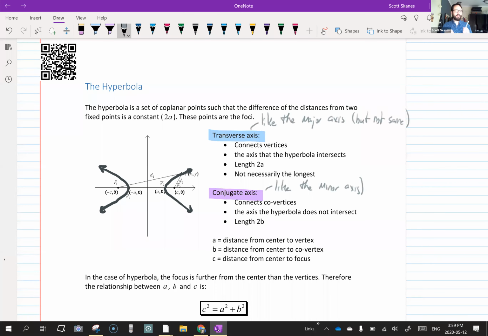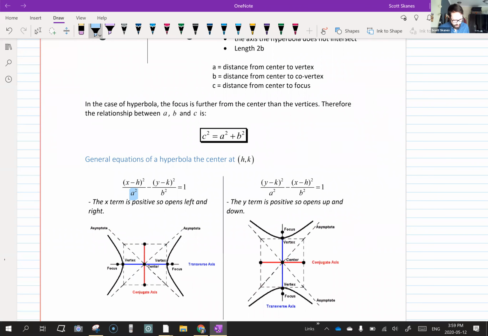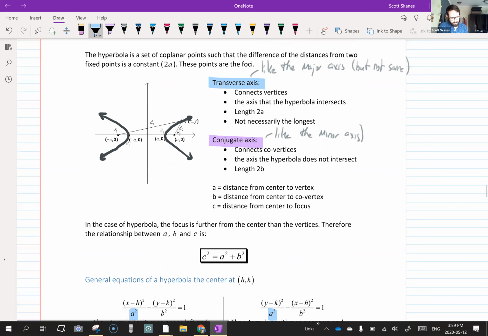The biggest difference is that A is no longer the biggest number. So in ellipses, A was always the biggest. For hyperbolas, A always comes first. And by that, let me just jump ahead for a second. You'll notice here that A is always just the first number instead of the biggest number. So I'll come back to that in a second.